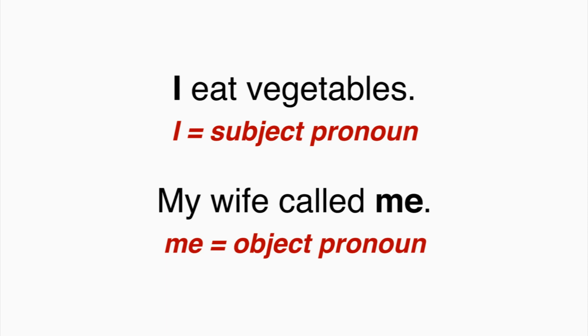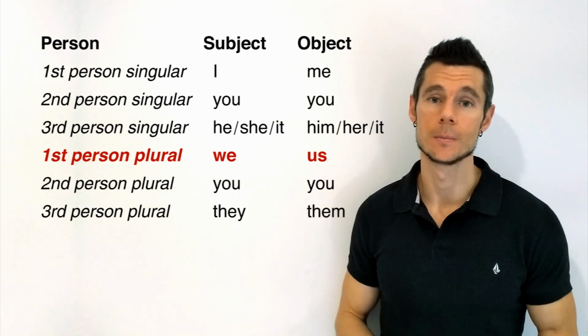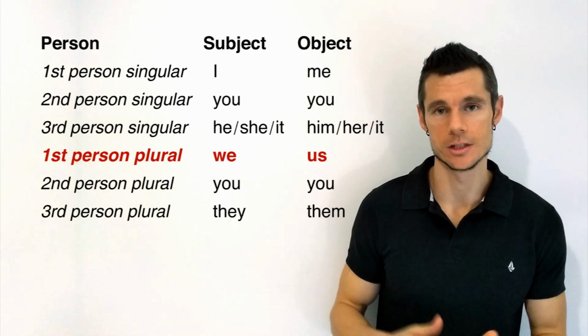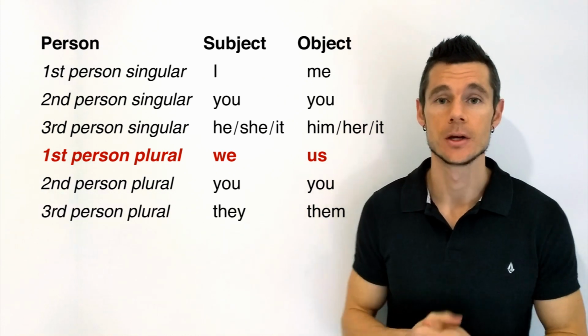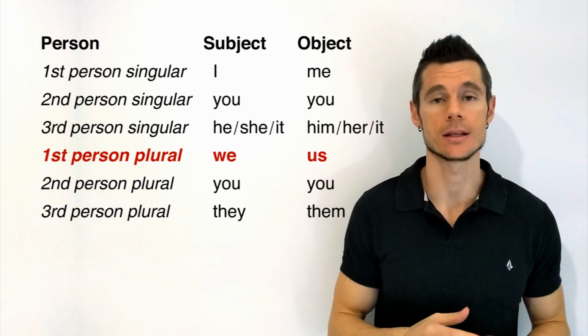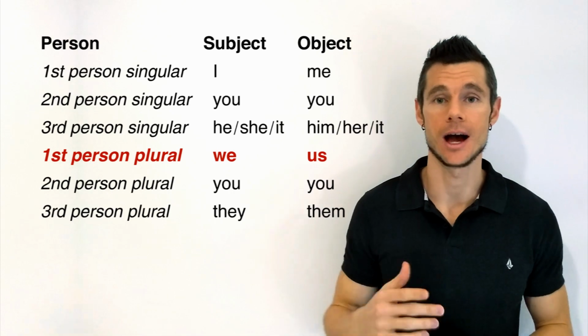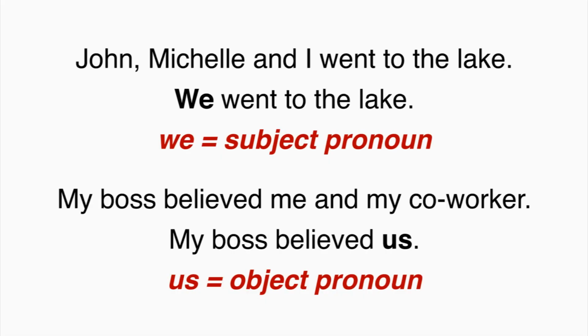In the plural form, the first person pronoun includes the speaker and other people as the subject or the object. We is used for the subject and us is used for the object. John, Michelle, and I went to the lake. Using a subject pronoun, this would become, we went to the lake. My boss believed me and my coworker. Using an object pronoun, this would become, my boss believed us.